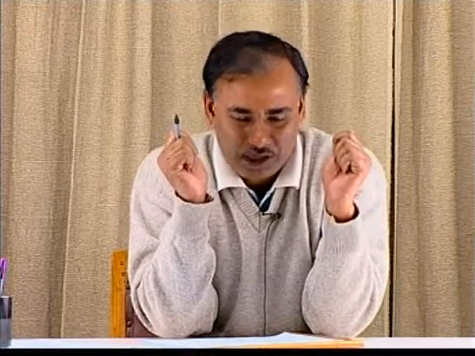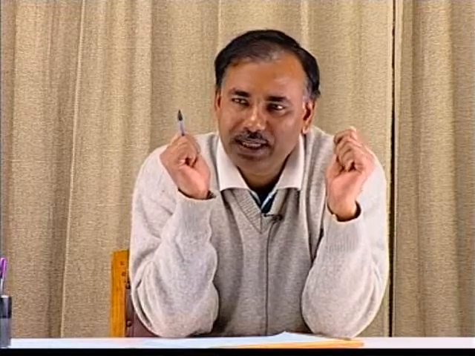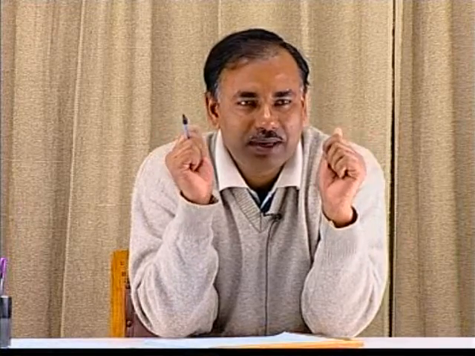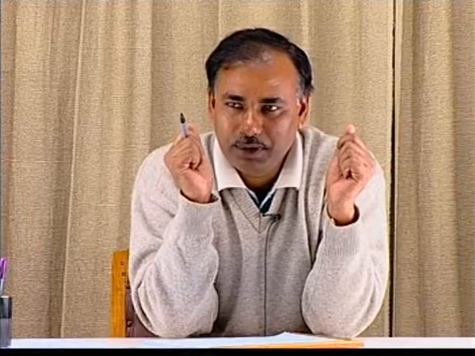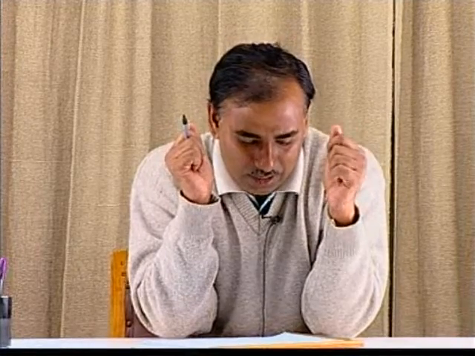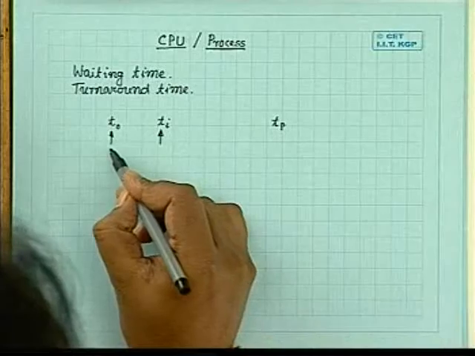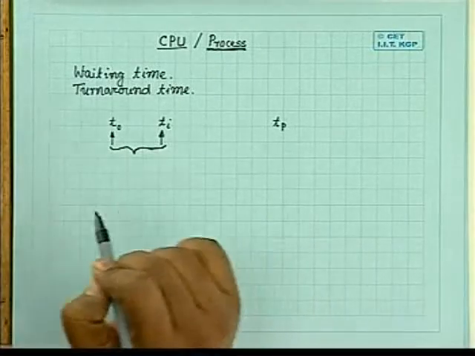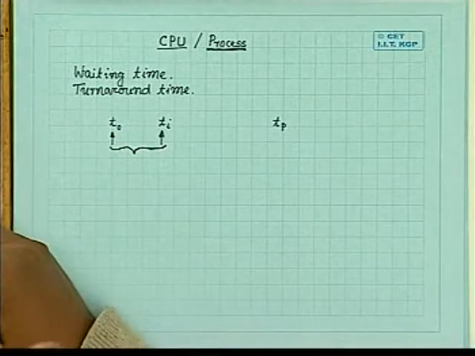I want that the moment I give the job, I should immediately get the output. Practically that is not possible. So, my requirement will be that the waiting time should be minimum, at the same time the turnaround time should also be minimum. So, let us consider this waiting time business. My requirement is that the waiting time should be minimum, in spite of the fact that the CPU is being used by many other programs.